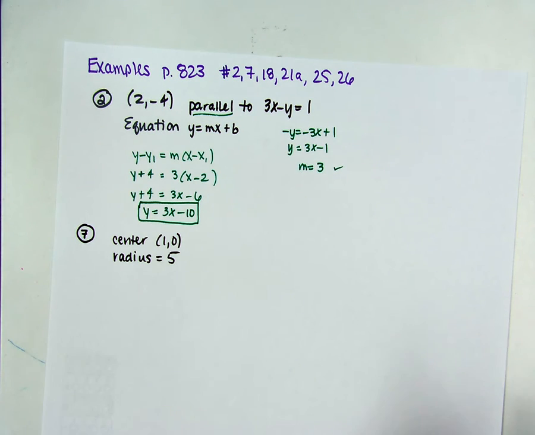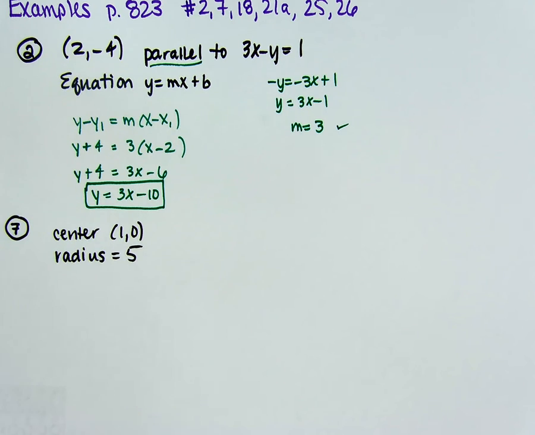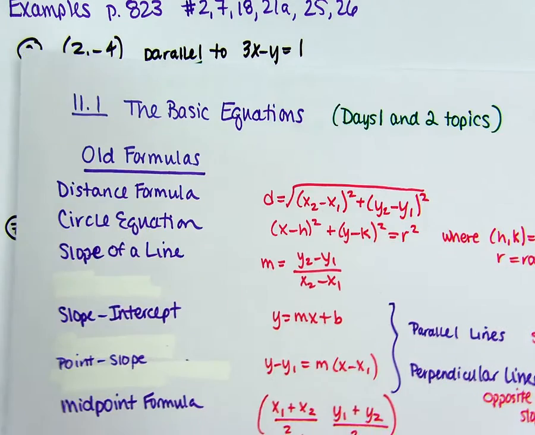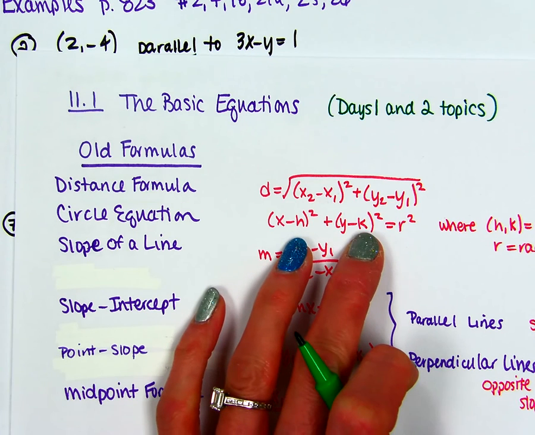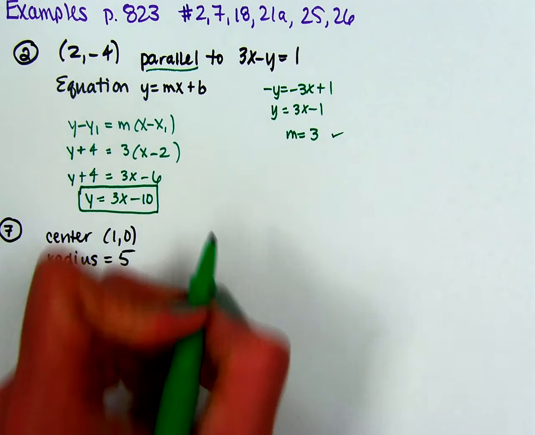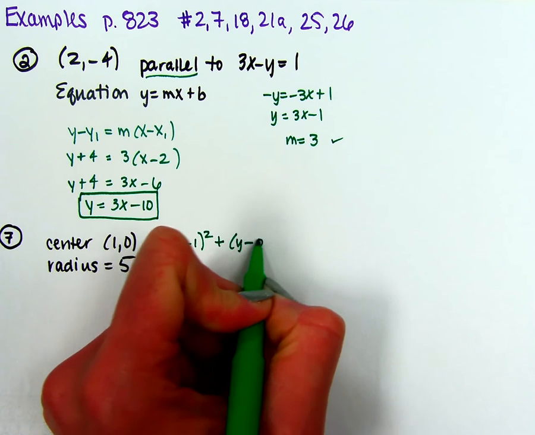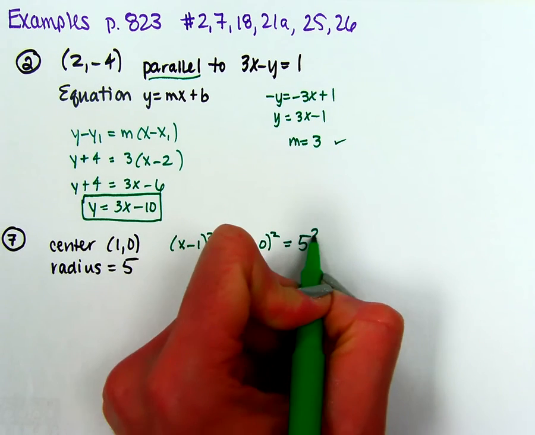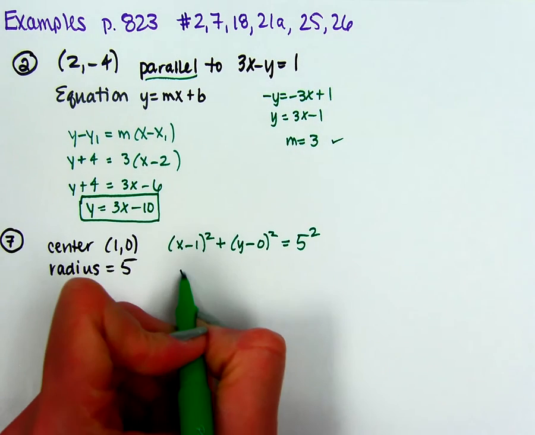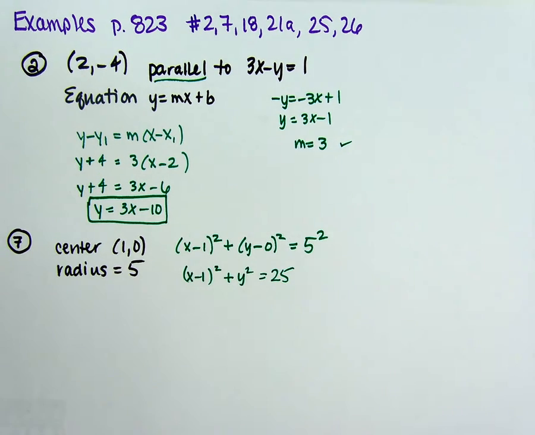All right, so if I want to know the x and y intercepts, it probably would be helpful to know the equation of that circle, right? So my equation of a circle is this formula. I need to know the center, so I'm going to put in h and k, right? That's my 1, 0, and my radius is 5, so I'm going to square that. So I have x minus 1 squared plus y minus 0 squared equals 5 squared. Now if I simplify that a little bit, I have x minus 1 squared plus y squared equals 25.